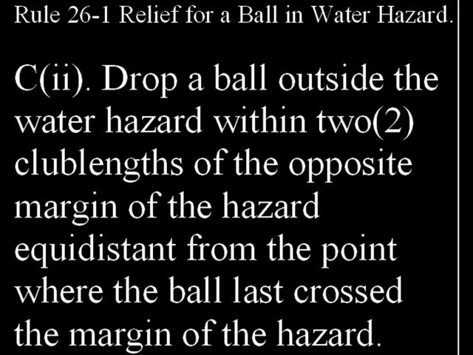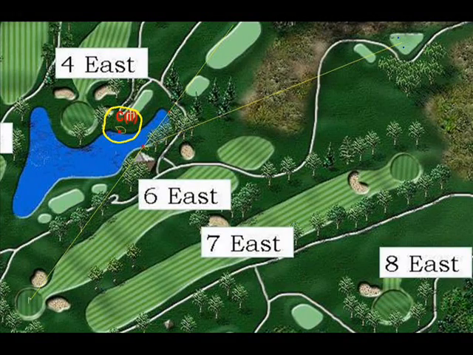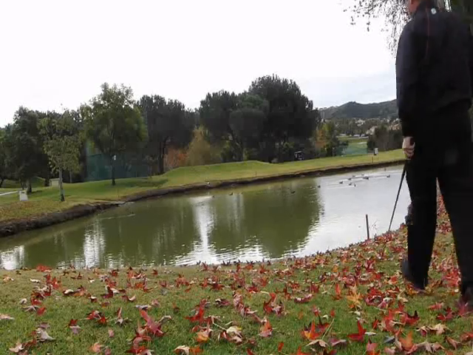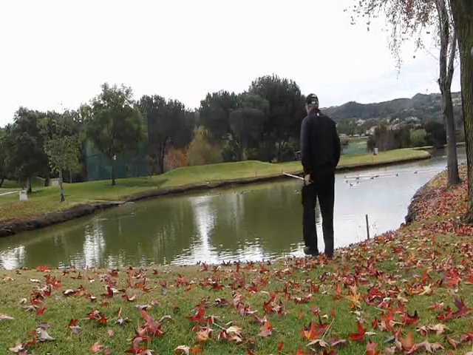Final option, option C2. I can drop a ball outside the water hazard within 2 club lengths of the opposite margin of the hazard, the same distance from the hole as where my ball last crossed the margin of the hazard. So if I was 158 yards on the left side of the hazard, I find the margin point 158 yards on the right side of the hazard, and I can drop within 2 club lengths of there.